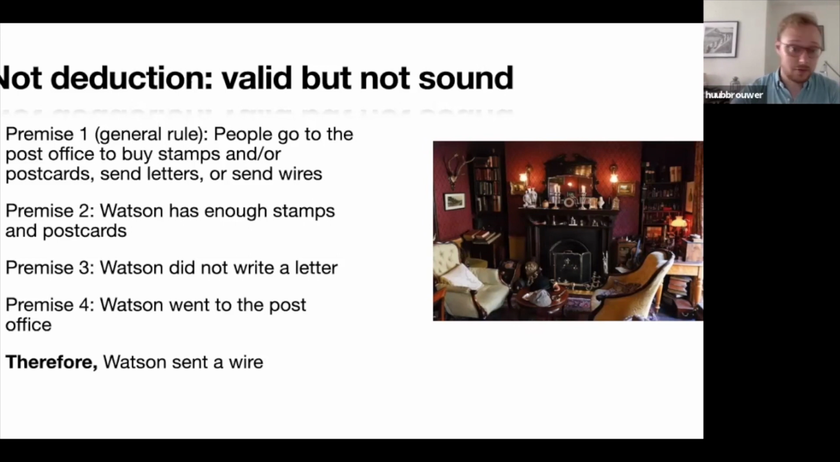Premise 3, we might also challenge. I mean, Watson did not write a letter when sitting inside, but he might have gone outside and written a letter. And as we've seen, it's very probable that Watson went to the post office on the basis of the red earth underneath his shoe, but we do not know that for sure either. I'll say a bit more about that later. So if Holmes were using the deductive method, he would be misusing it.